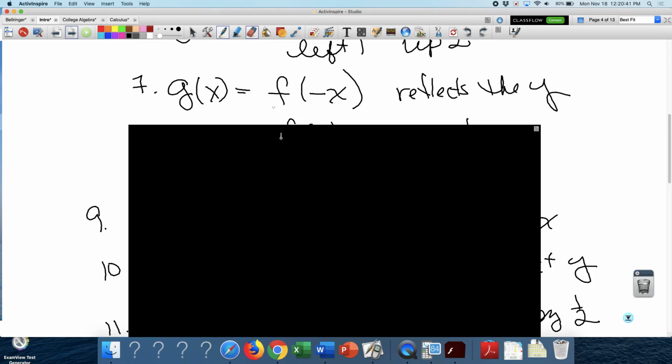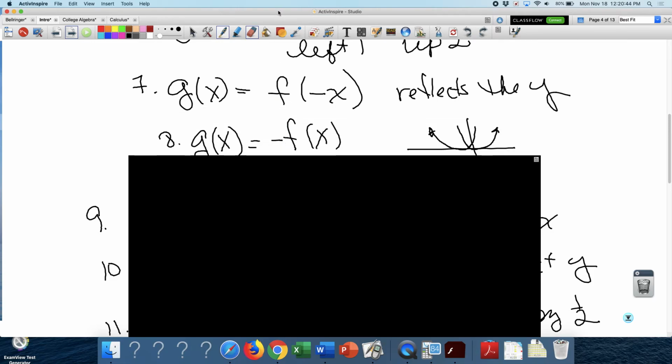Now, look at the difference. Do you see the difference between 7 and 8 as to where the negative is placed? Yeah, the negative's on the F instead of the X. The negative is out front. You don't touch that F. So, is that a negative A or a negative B? Negative A. And a negative A reflects the x-axis.